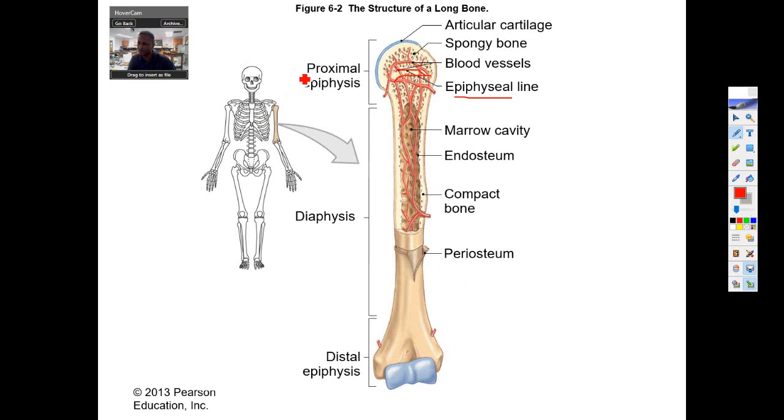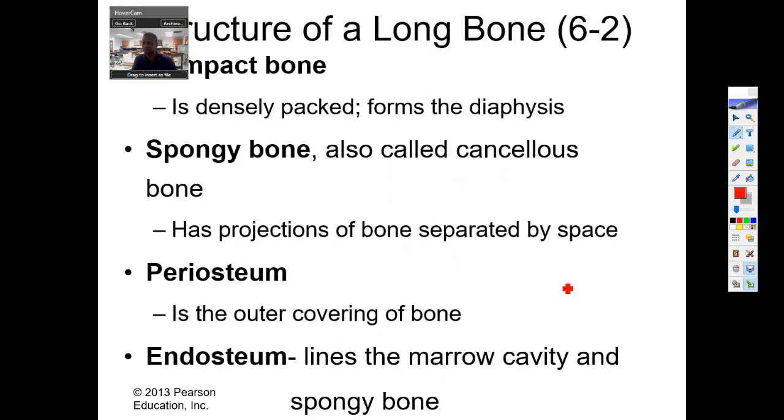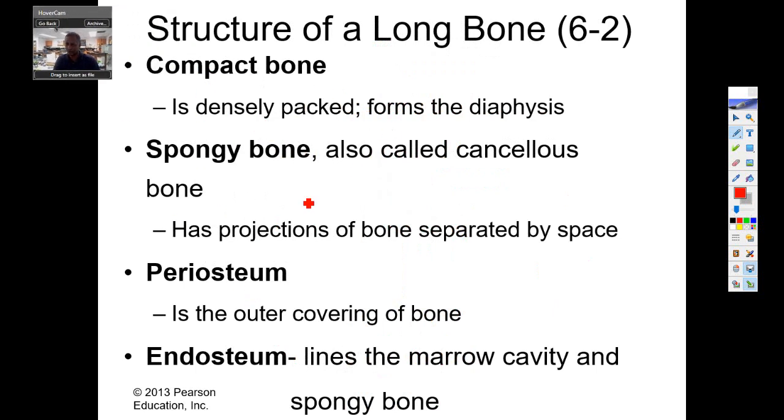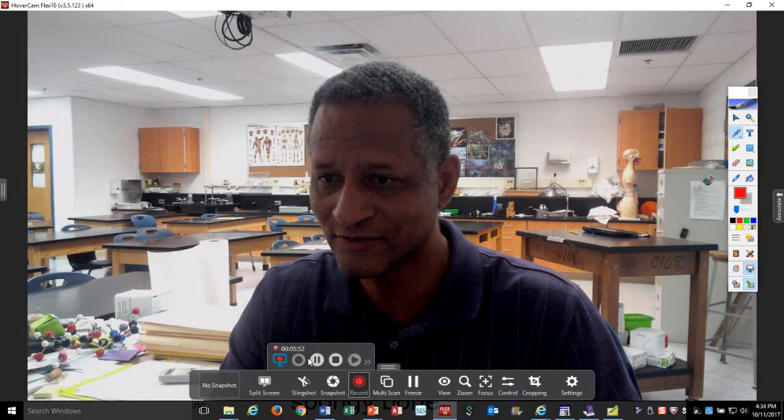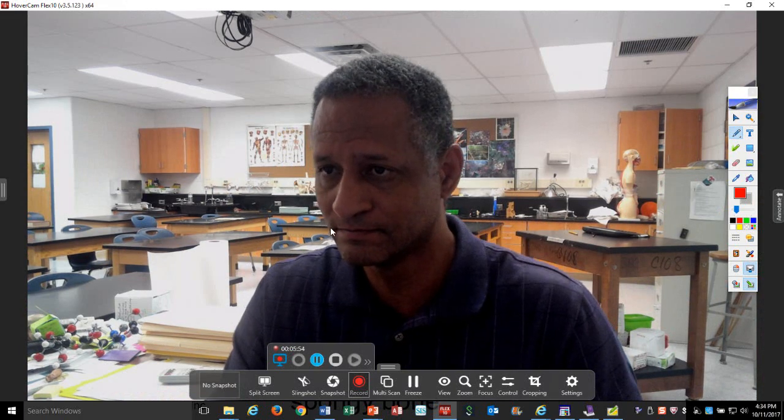So let's talk about this. Well, these are the same as these. And we'll talk about this, and then we're going to move on down the line. So I'll get myself out of the way. This is just a reminder of the two types of bone. You have your outer covering and your inner covering. This lines that marrow cavity. All right, I'm going to pause for a second. All right, we're back.